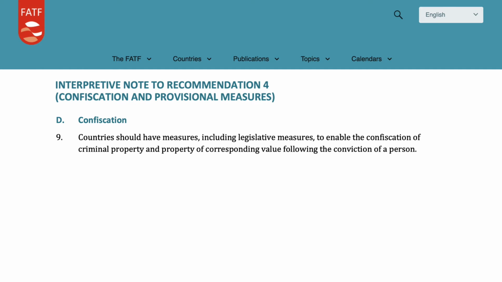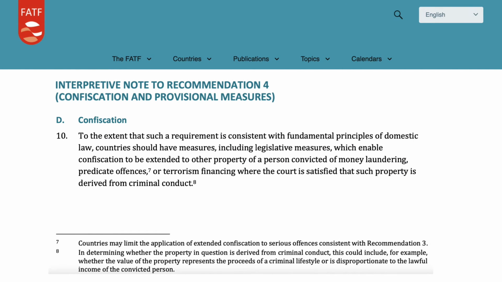Interpretative Note 9, still on confiscation, argues that countries should implement measures, including legislative actions, to facilitate the confiscation of criminal property and assets of equivalent value following a person's conviction. Interpretative Note 10, still on confiscation, stipulates that to the extent that it aligns with the fundamental principles of domestic law, countries should implement measures, including legislative actions, that allow the confiscation of other property belonging to a person convicted of money laundering predicate offenses, as outlined in Note 7, where countries may limit extended confiscation to serious offenses consistent with Recommendation 3, or terrorist financing.